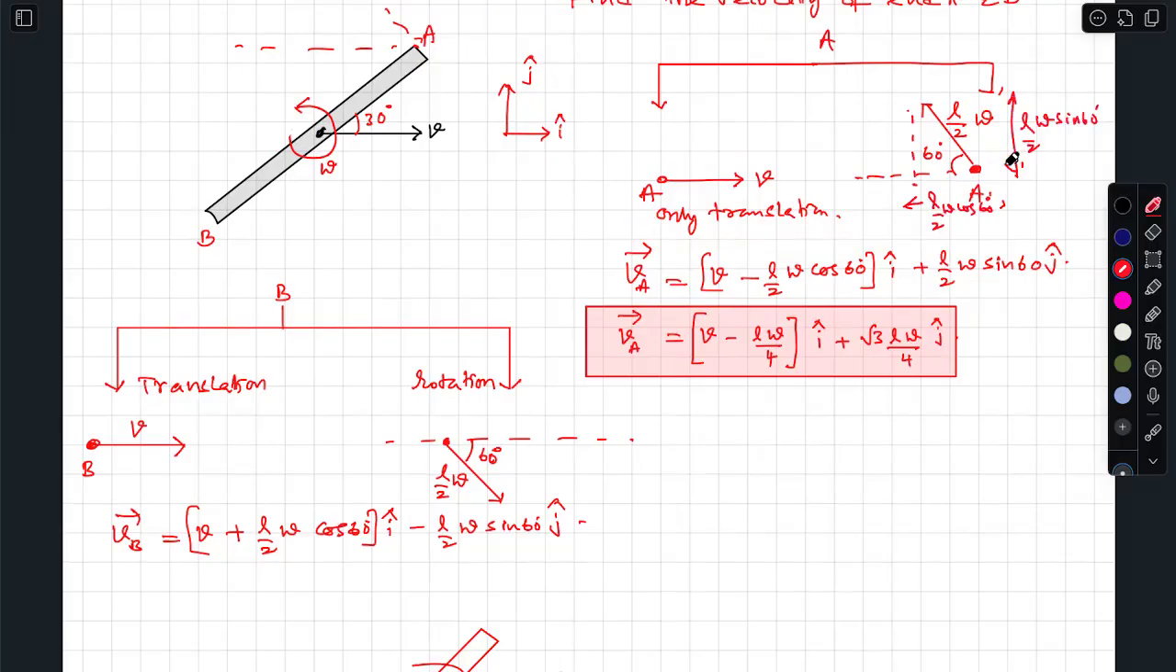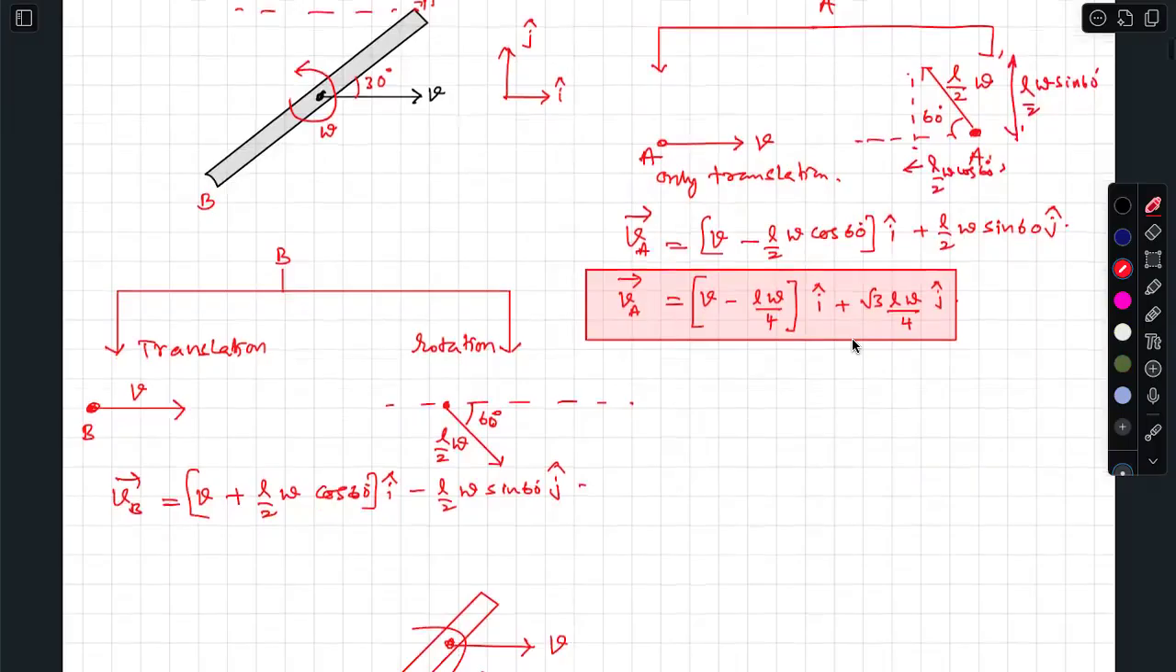What do you want? V minus L by 2 omega cos 60 i cap, that is the x component, and L by 2 omega sin 60 j cap is the y component. Now, have you understood how I have derived the velocity of A? Anyone in the class? ECL students? Yes, sir. Are we clear? Yes, sir.